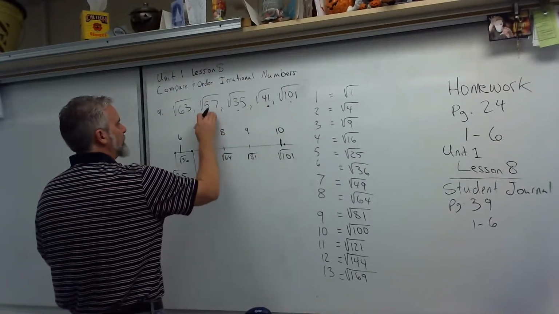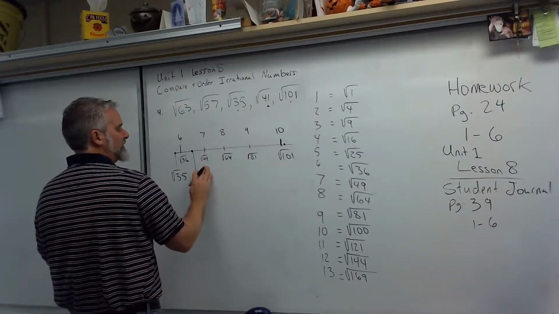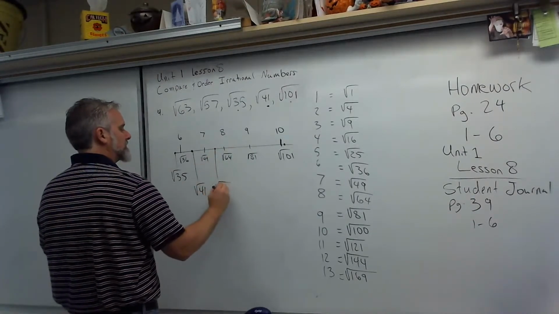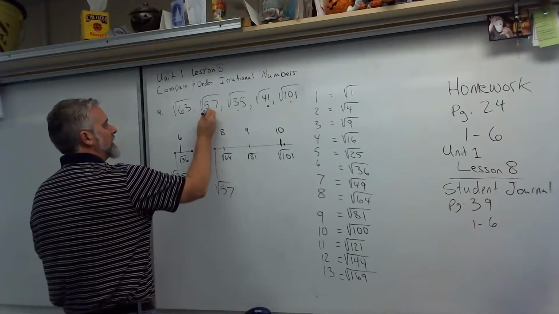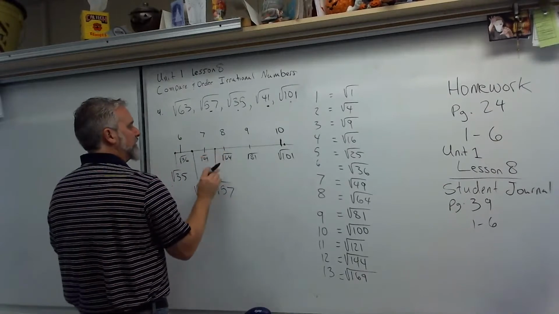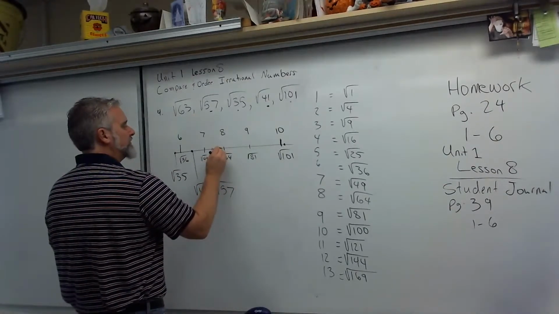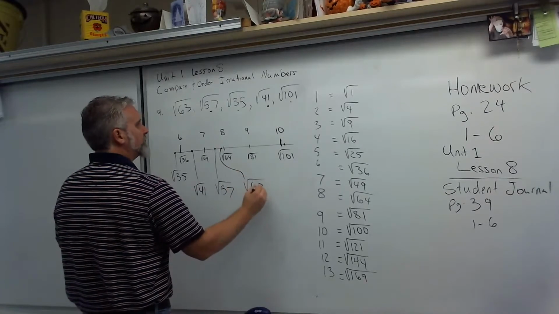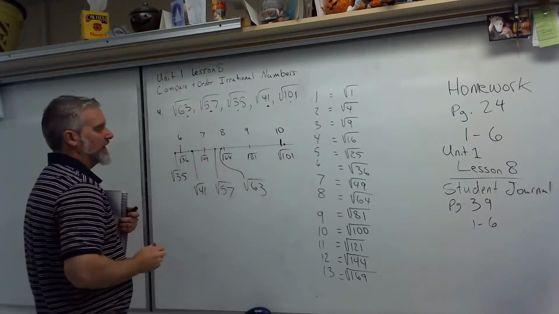Done. Next, square root of 57. That comes between the root 49 and root 64. Got that one done. And square root of 63, which is going to be right before square root of 64. So make another dot and down, square root of 63. All right, so we got them all.